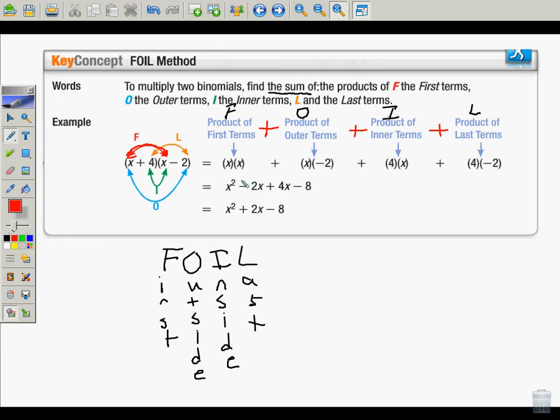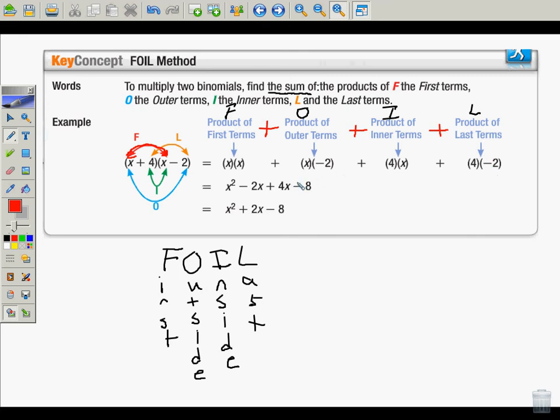Well, if you notice, we have x times negative 2, which would give me negative 2x. And remember, adding a negative is the same thing as subtracting a positive. So instead of writing plus negative 2x, they just write minus 2x, which is how I prefer to write it. Then we have plus 4x for our insides. And then notice we get another negative here, 4 times negative 2. So instead of adding a negative, they just subtract a positive. So we get minus 8.